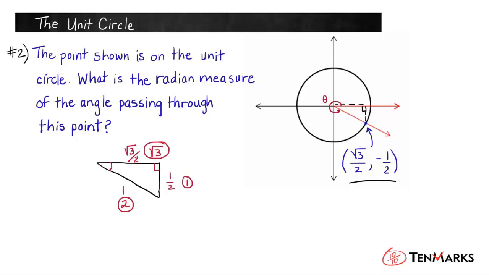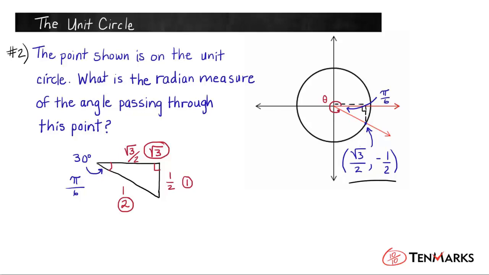This is a 30, 60, 90 degree triangle, and the angle here that is across from our shortest side is our 30 degree angle. 30 degrees written in radians is going to be pi over 6 radians. So if we come back over here, we now know that this angle, the small angle inside, is going to be pi over 6 radians.